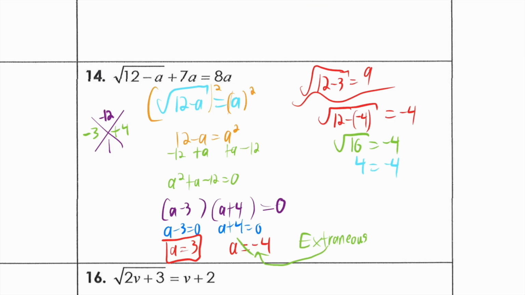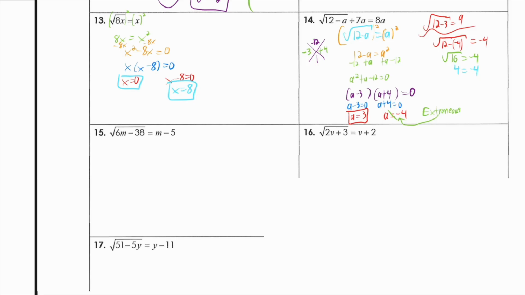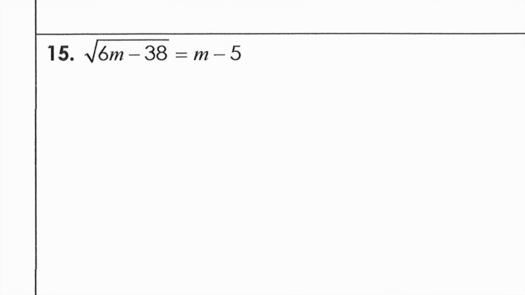Moving on to number 15. On number 15 here, we have a radical by itself, so we're going to go and look to undo that by squaring, and we square the whole side here. Now it's going to have some implications on the right-hand side that we'll have to talk about in a moment. To the left, though, we do 6m minus 38 as it undoes itself.